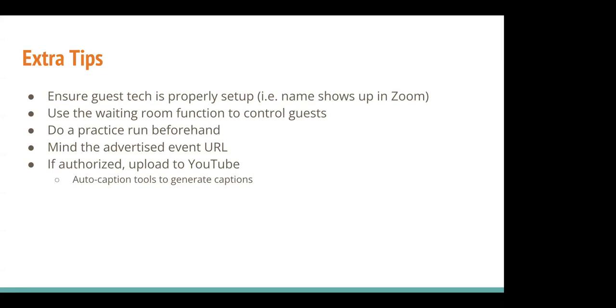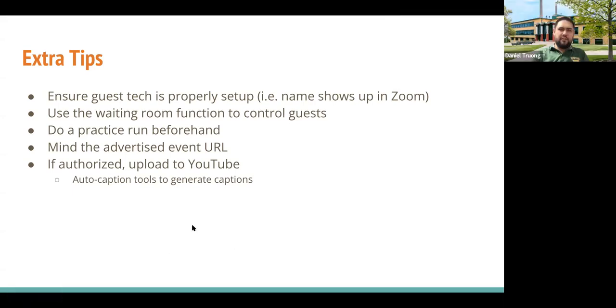You'll want to use the waiting room function to make sure guests are controlled, so you don't accidentally let in people who are not authorized, or someone who comes into the room with the name Darth Vader or anything like that. You don't want that to happen. I can't stress this third bullet point enough: do a practice run. Do as many practice runs as you can, to walk through the steps, make sure the meeting flows, and lock down any externalities that could possibly affect the meeting.